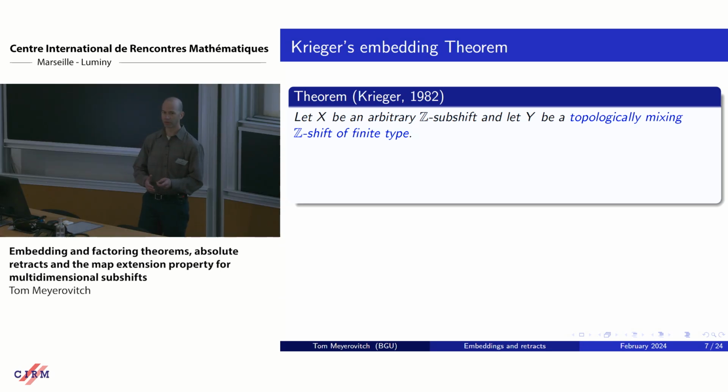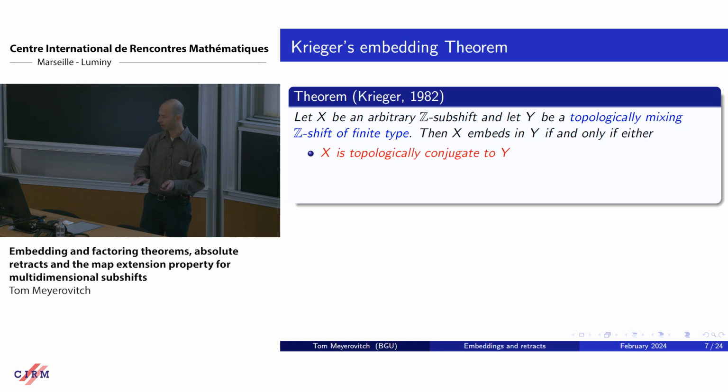So Krieger's theorem that I mentioned earlier, let me state it and say what it says now. It says if you're given an arbitrary Z subshift X and a topologically mixing Z subshift of finite type Y, and you want to know if X embeds into Y, this tells you exactly when this happens. There are two possibilities. One possibility is that X is topologically conjugate to Y. Then it certainly embeds because they're the same.